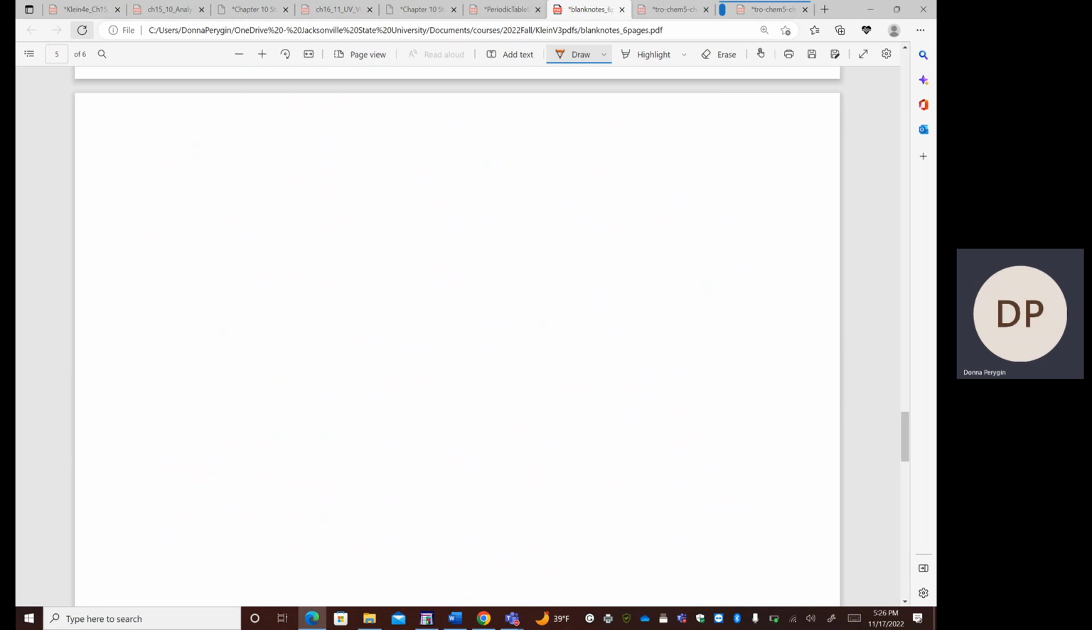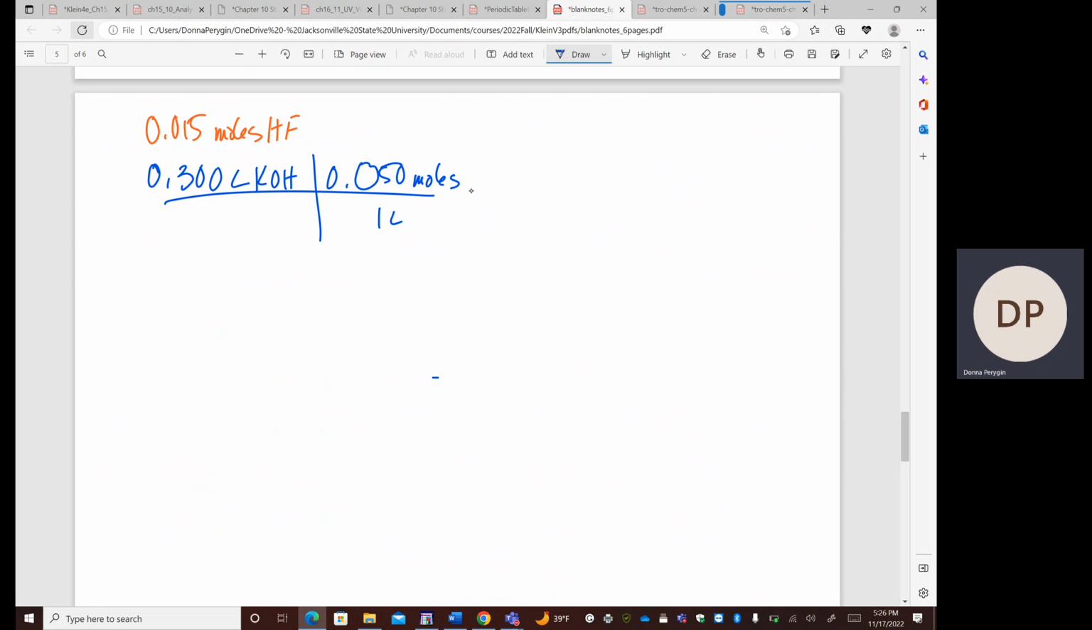All right, so next let's do D. After the addition of 300 milliliters of KOH. So we're initially starting out with 0.015 moles of HF, right? And now we're adding 0.3 liters of KOH, and that is 0.050 moles per liter. So that's 0.015 moles of KOH, okay?